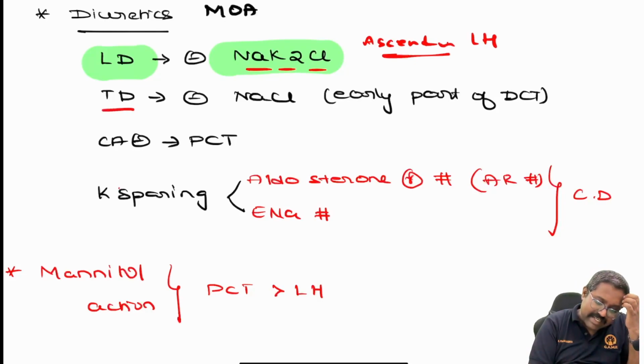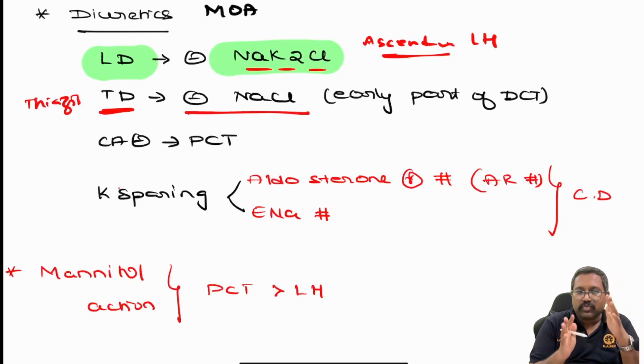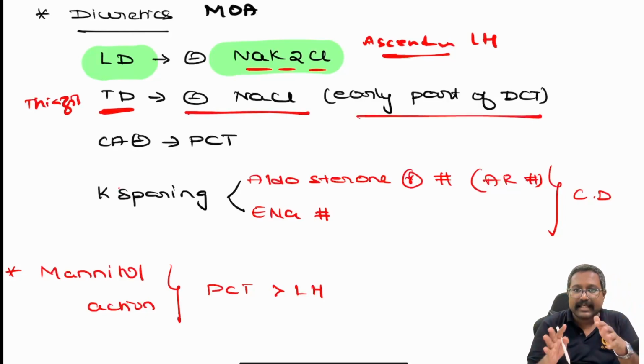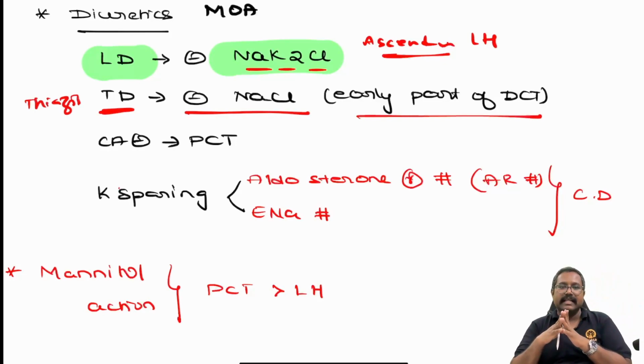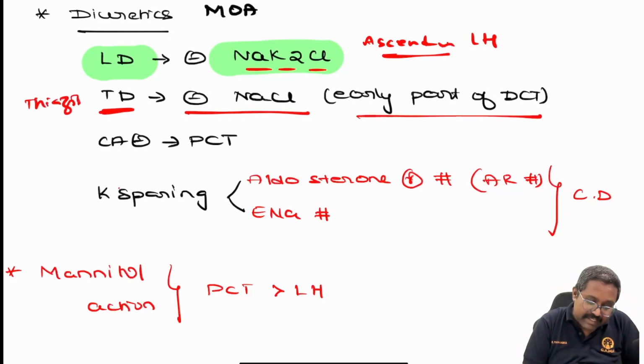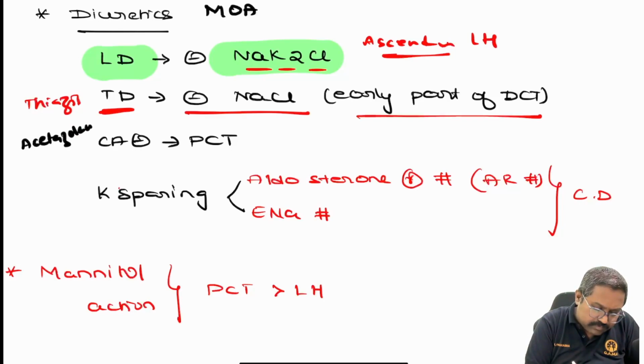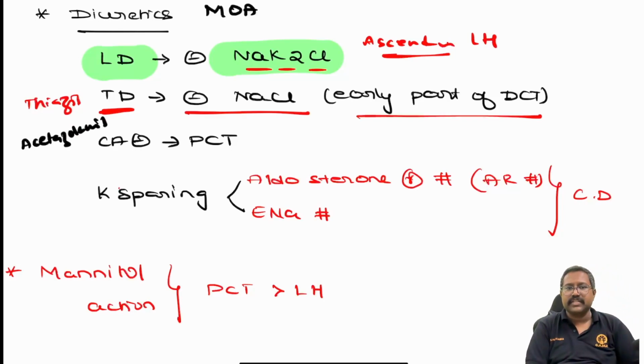Next we have thiazide diuretics. So these are the thiazide diuretics which block the sodium chloride in the early part of the distal convoluted tubule. And we have carbonic anhydrase inhibitors. What are the carbonic anhydrase inhibitors? We have acetazolamide. So these are the drugs which act as carbonic anhydrase inhibitors at which site? On the proximal convoluted tubule.